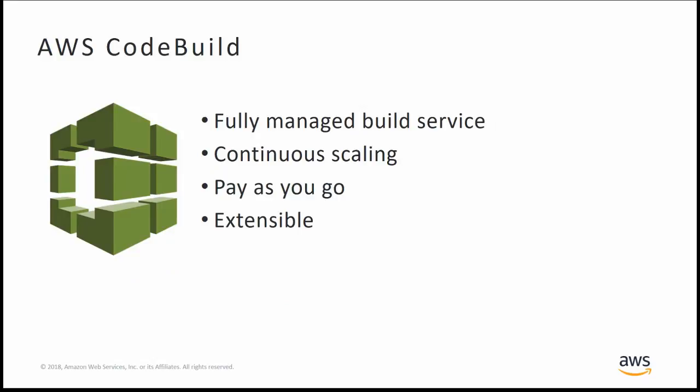So I mentioned that I'm going to use AWS Code Build for all of the automated checks for continuous integration today. If you've never seen Code Build before, it is a fully managed build service. It is continuously scaling. What that means is that it never queues up your builds. You can throw it as many builds as you want, and they will all run at the same time.